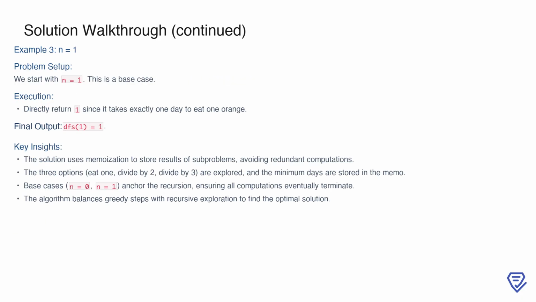Finally, let's consider the simplest case, where n equals 1. This is a base case, meaning we already know the result: it takes exactly 1 day to eat 1 orange. Therefore, DFS 1 is directly equal to 1.